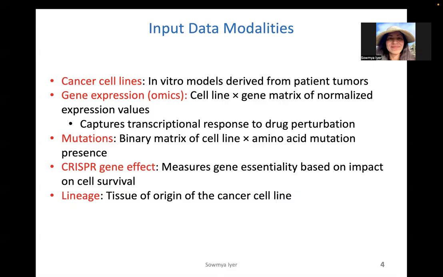In a pooled manner, each gene is knocked out using CRISPR, and then the cell viability, as in the cell survival rates, is measured as a response to that perturbation of knocking that gene down. So if a gene is essential to a cancer, knocking that gene down will make the cells die quicker than a gene that is not particularly essential to that cancer. And then the last one is lineage, which is just the tissue of origin of the cancer cell line. It could be pancreas, brain, lymph cells, uterus, or so many other different tissues.